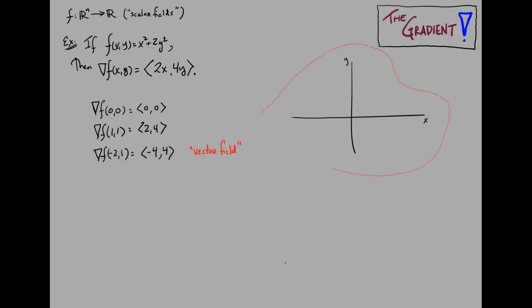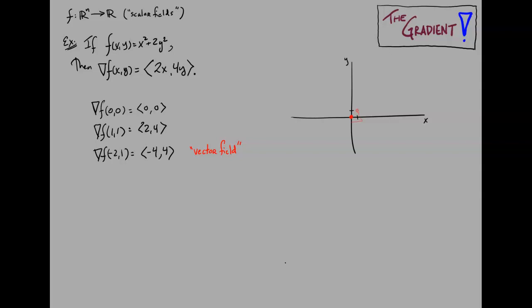Because rather than taking points in R2 and associating numbers with them, associating scalars with them, like taking this point and saying, well, that's got the value 5 there, and this has the value 14 there. What a vector field does in R2 is it takes points from R2 and associates a vector with each point. So instead of putting a number at each point, it's essentially putting a vector at each point. So like in this example, at 0, 0, it's putting the 0 vector there, so I'll just put a dot there. Whereas at 1, 1, it's putting the vector 2, 4 there.